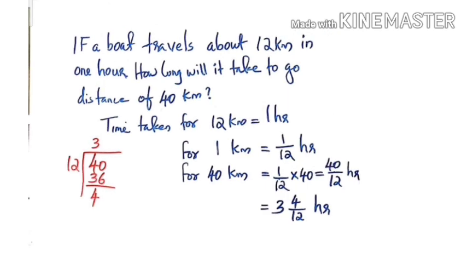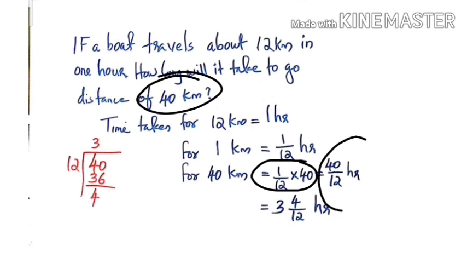Here we need to find the time required to travel 40 kilometers. So to find the time required for 40 kilometers, 1 by 12 into 40. Numerator is 1. 1 into 40 is 40. Denominator is 12. That is 40 by 12. 40 by 12 hour.